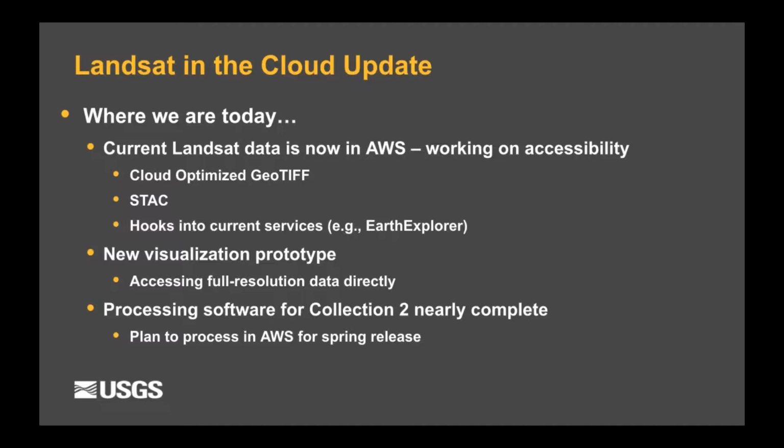Okay, so I talked about the new visualization prototype, and I'll show you a little bit of that in a moment, and also processing. When we processed our data to Collection 1, which meant that we processed the entire archive consistently at once, it took us over 10 months to do on premise. With the Level 2, or Collection 2, processing, we're going to do that again with even more data, but not just to a Level 1 processing, but also to Level 2, which means surface reflectance and surface temperature.